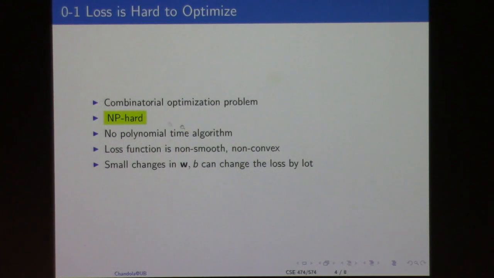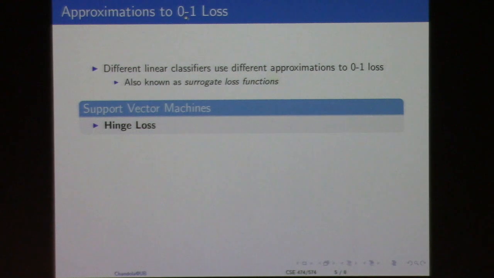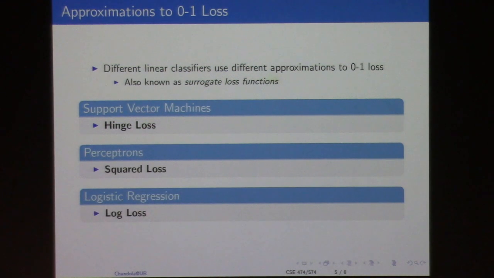So the point being that this problem is NP hard to solve in computational complexity terms, which means that you cannot come up with efficient algorithms to solve it. So what we do is we change it. We approximate this 0-1 loss by different loss functions. So for example, in support vector machines, we use something called a hinge loss. And next time I'll show you why it is a hinge loss. In perceptrons, of course, we use a squared loss. In logistic regression, we use a log loss. All right? And all of them sort of approximate this 0-1 loss in different ways. And that is why we get different answers. So next class, we'll discuss about that a little more.